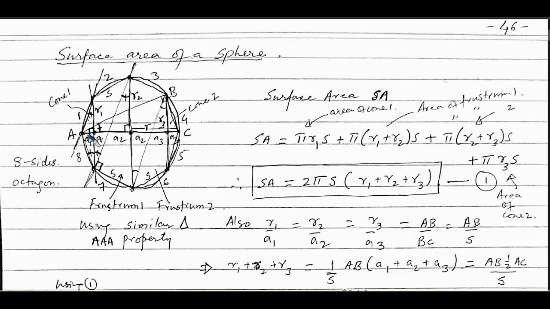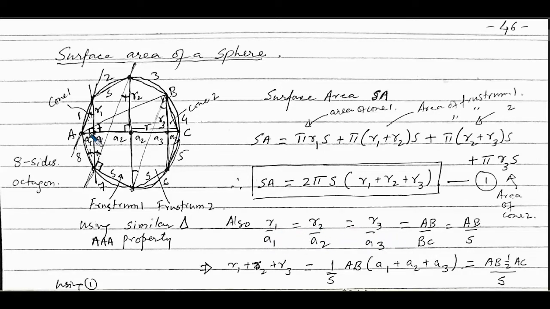So R1, they will all be in same ratio. So R1 by A1 will be R2 by A2, this is the radius R2. Similarly, your R3, R3 by A3. So here I have written R1 by A1 is equal to R2 by A2 is equal to R3 by A3.